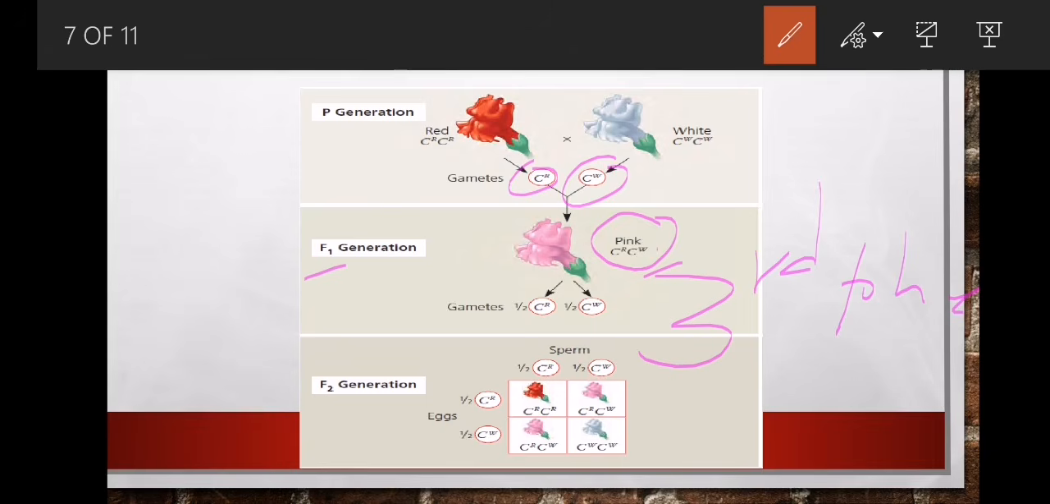It is not similar to red, not similar to white. Hence I said earlier on, you cross the two homozygous parents and then you get the end product that will have an intermediate phenotype, that is a third phenotype, or we say it is in between.